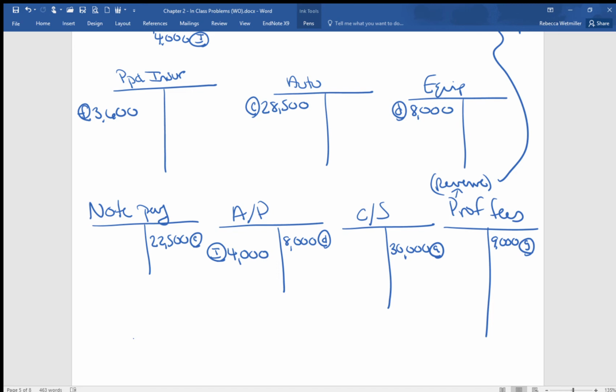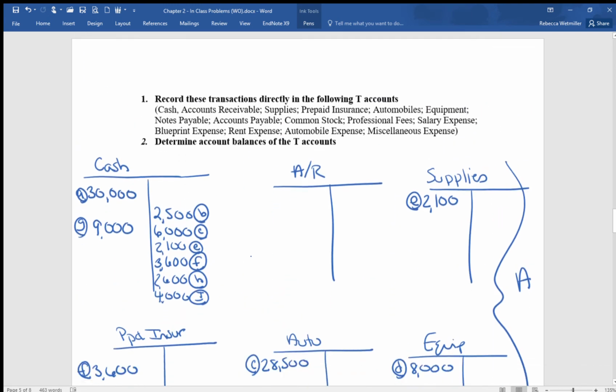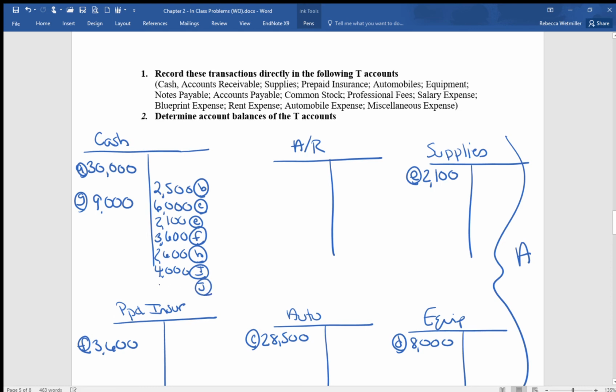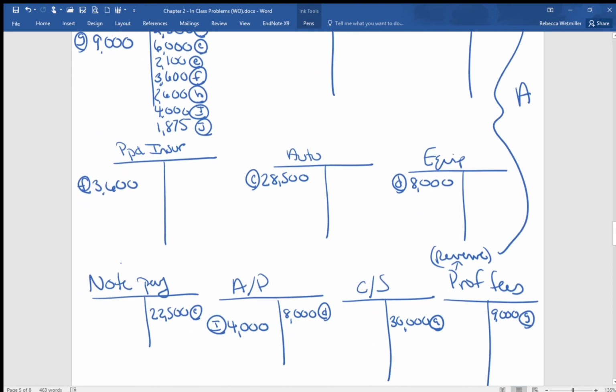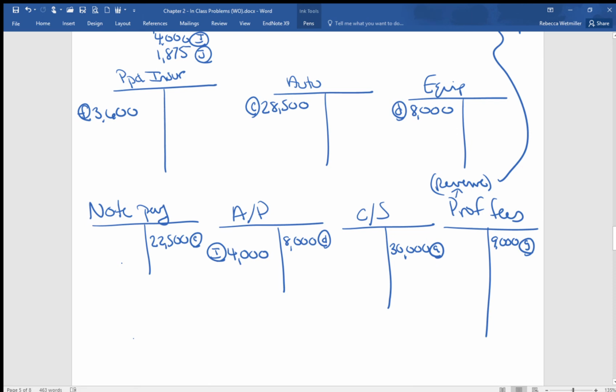Okay, transaction J. I paid installment due on note payable of $1,875. So I paid it out. So once again, that's going to be a decrease in my cash. Instead of this time it being an account payable, it's going to be on the note payable because they tell me it's the installment due. So I'm going to decrease my note payable by $1,875.